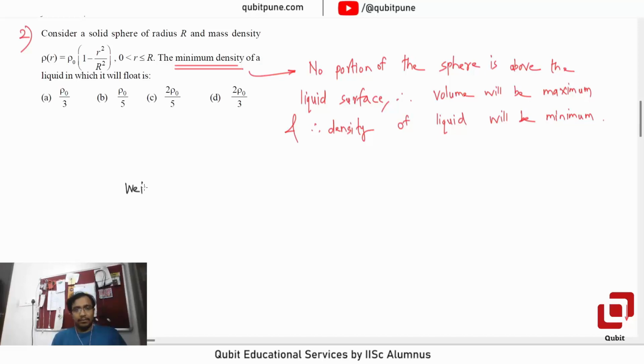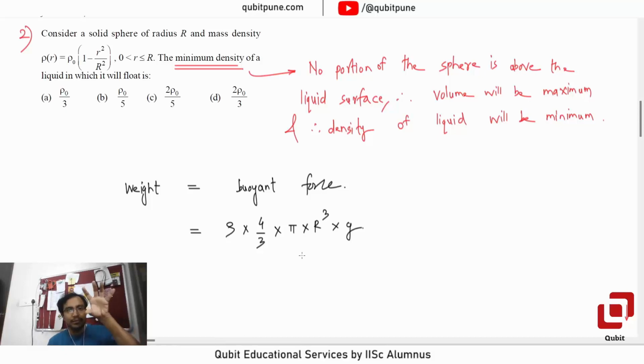We have to find the weight and equate this weight with the buoyant force. Now, what is buoyant force? Buoyant force is the density of the liquid, let's say rho, into volume 4 by 3 pi capital R cubed into g. There is no need for integration here because it's the volume of the sphere that matters. Even if it is of varying density, its volume is going to be the same. Now, can we find weight? Yes, we can find weight.